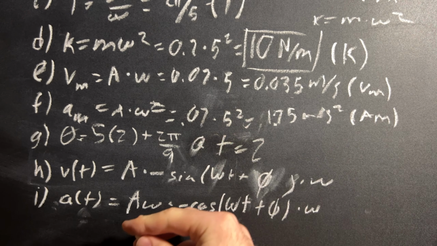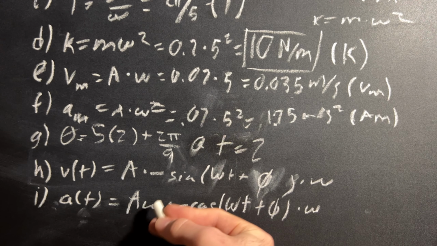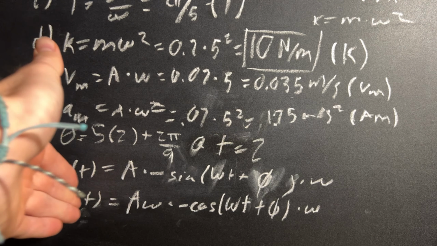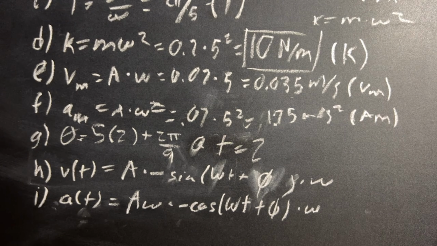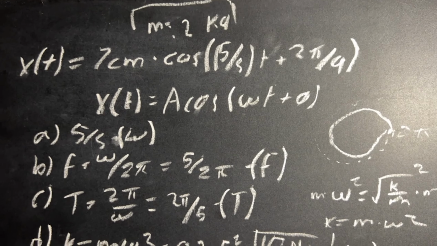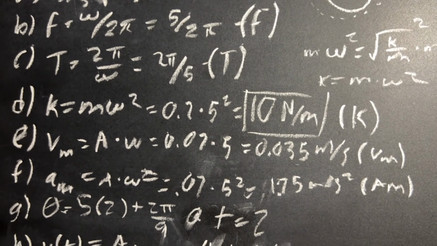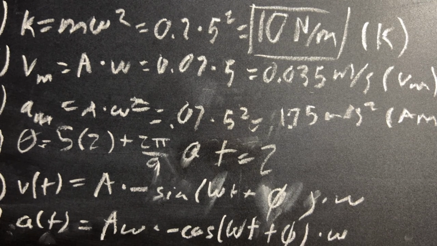So to simplify, it would be amplitude times omega squared times negative cosine of this function. And then, same as velocity, you can plug 2 in and get the acceleration at t equals 2, or any point that you want to check. So yeah, here's our work. There's a lot of things that you can find with one equation for simple harmonic motion.